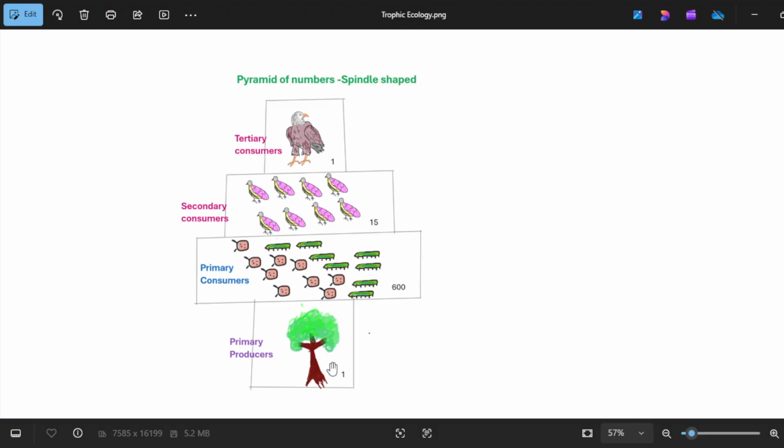We have one. For example, if you have one tree, we have 600 bugs. So it has broadened in between, and then it's reducing. Now birds, we have only 15 birds and one eagle. See how the bird population is reducing. That is why it is called a spindle shaped pyramid. So in the pyramid of numbers, we have this type of ecosystem where the population varies like this also. It's not always a pyramid shaped structure. It could be spindle shaped as well.